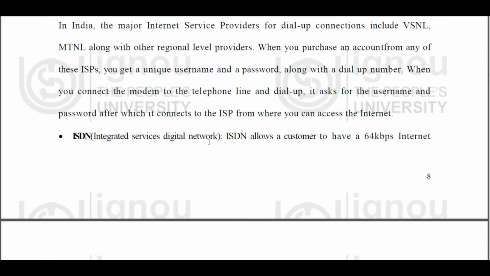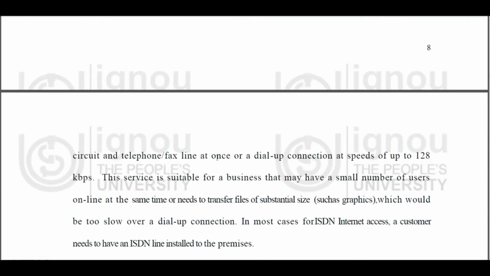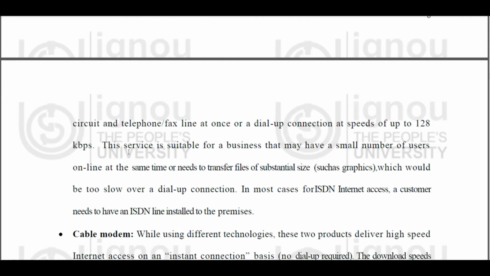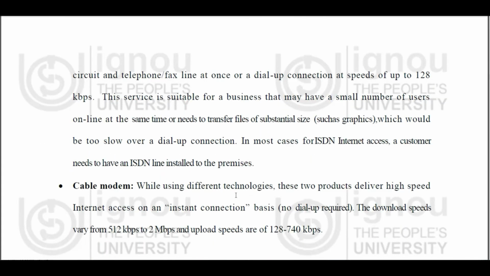ISDN, Integrated Services Digital Network, allows a customer to have a 64 kbps internet circuit and a telefax line at once, or a dial-up connection at a speed of 128 kbps. This service is suitable for a business that may have a small number of users online at the same time or need to transfer files of substantial size, which would be too slow over a dial-up connection. In most cases of ISDN internet access, a customer needs to have an ISDN line installed at the premises.